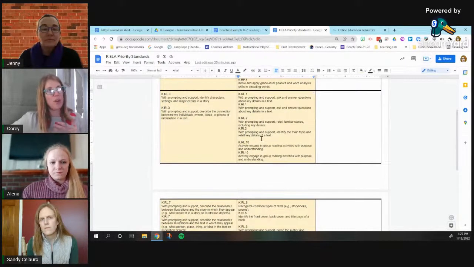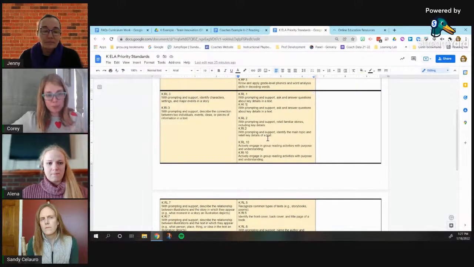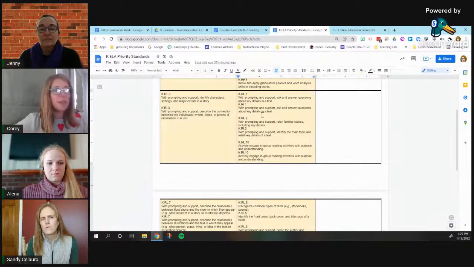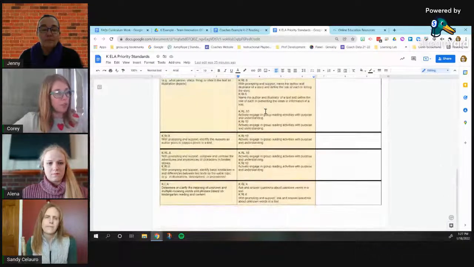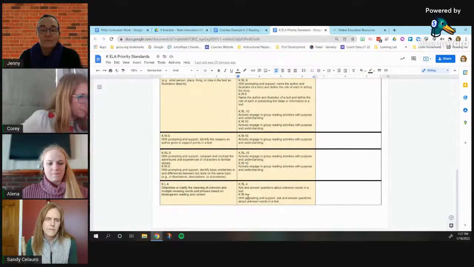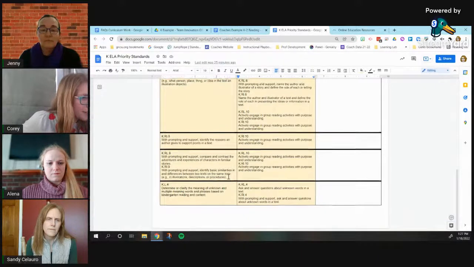As you go up in the grades, you might find that some of that informational text, those standards may be a little bit more important, and you choose those to be your priority standards with some of those other standards supporting it.